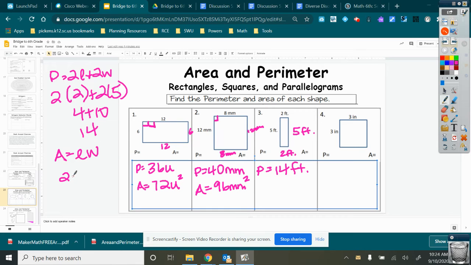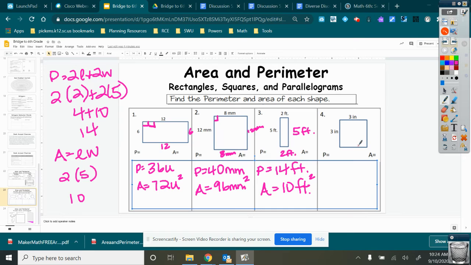And area, length times width, 2 times 5 is 10. So our area is 10 feet squared, because that means 10 square foot units would fit in this box.